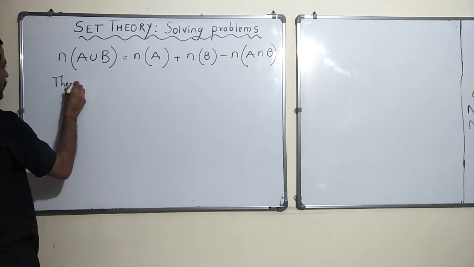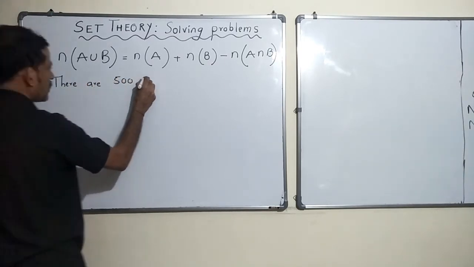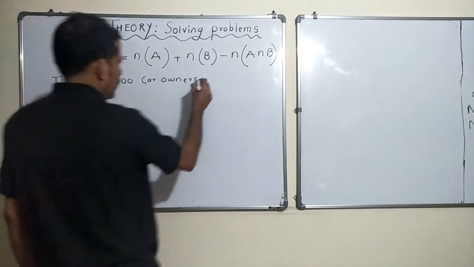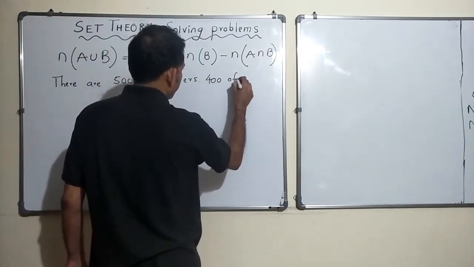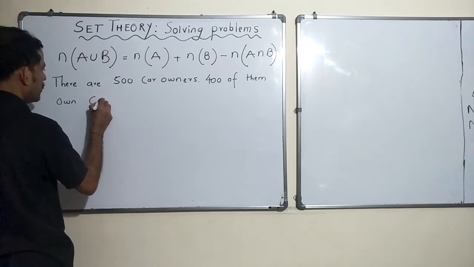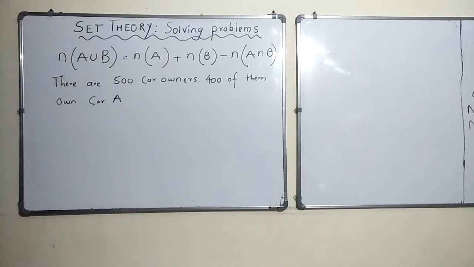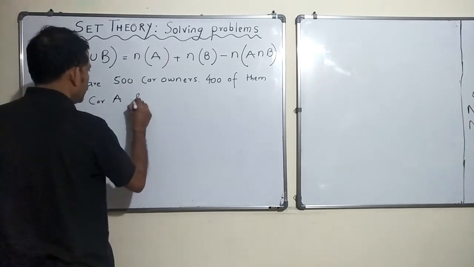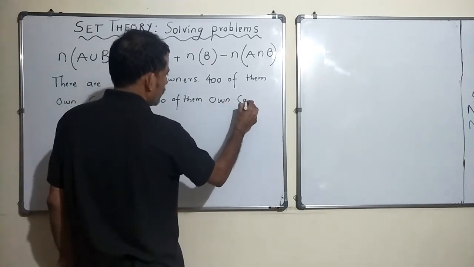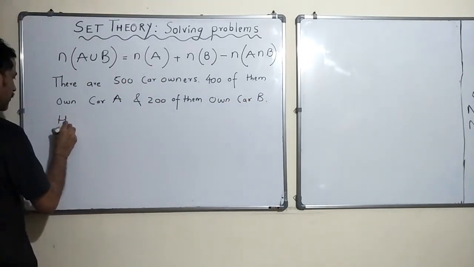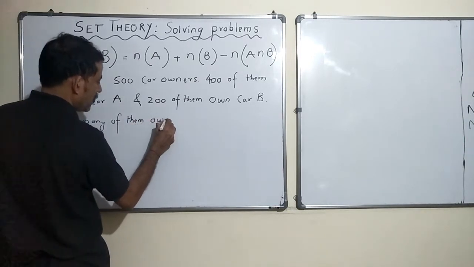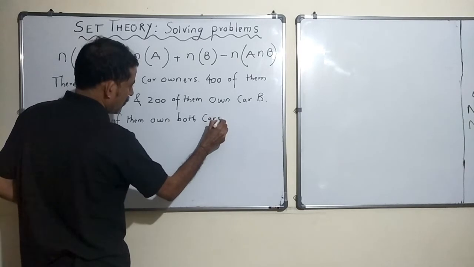There are 500 car owners. 400 of them own car A, and 200 of them own car B. How many of them own both cars? Right, that is the question.